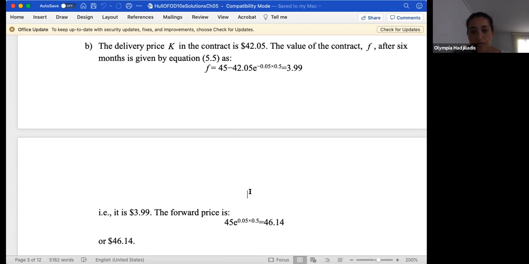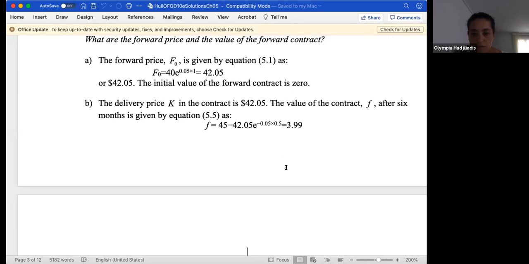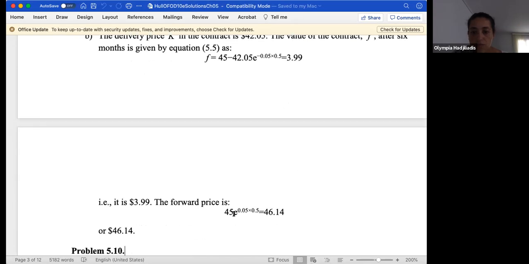And what's the forward price? The forward price is going to be 45, which is S at that time, whatever S is at that time, times e to the 0.05 times 0.5, which is $46.14.